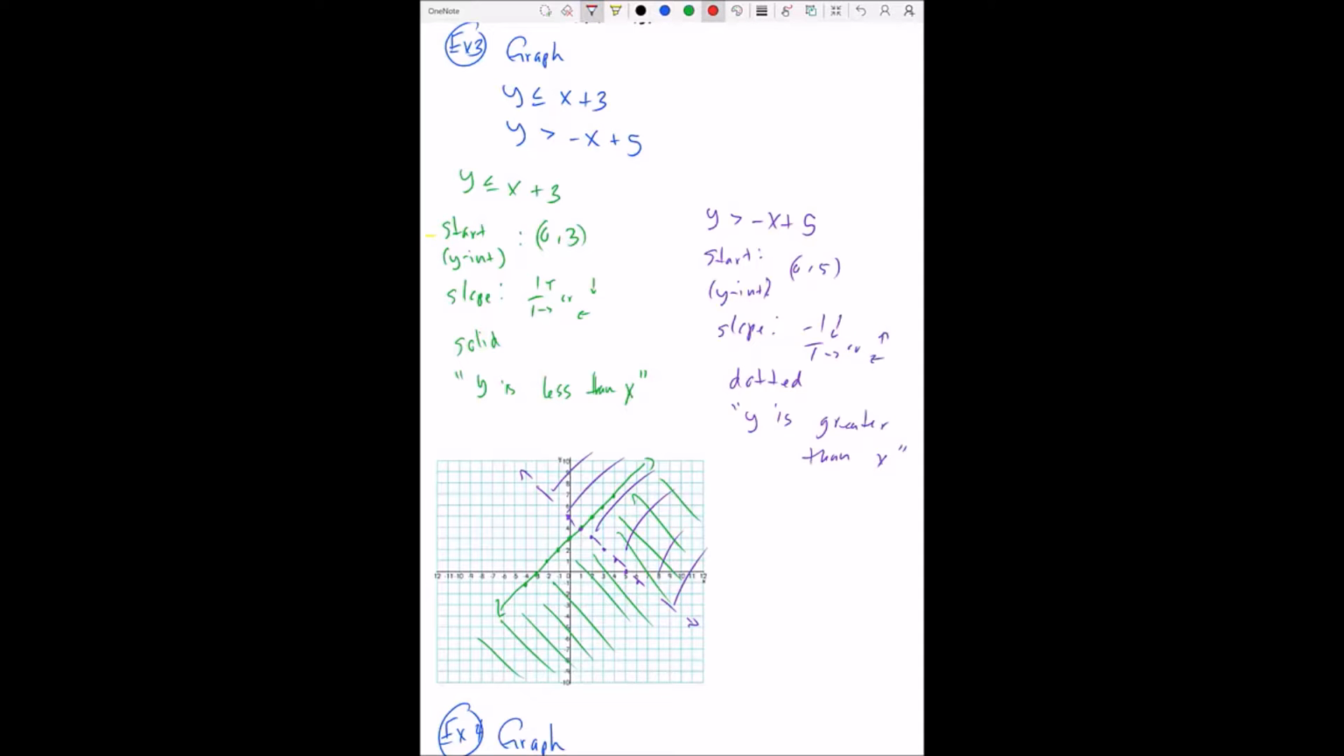Alright, so now this shaded region that I'm going to circle in red, where the purple meets the green, you can pick any point in there. So you can pick 8, 3, and you can plug it into both inequalities, and both inequalities will be true. So you can pick any point within this shaded region, and it'll be true to both of these inequalities.